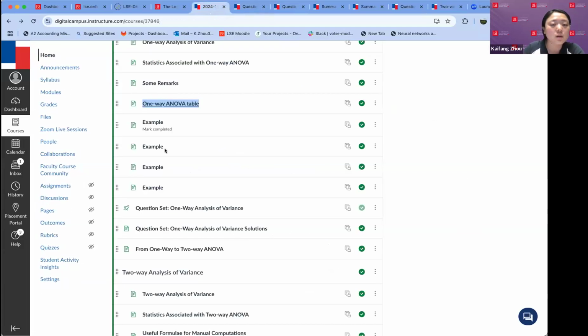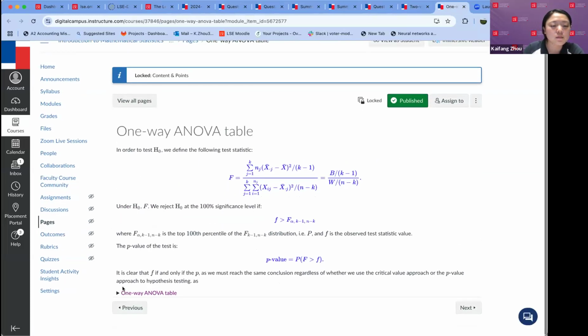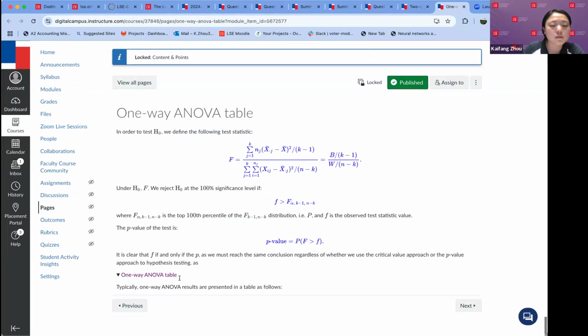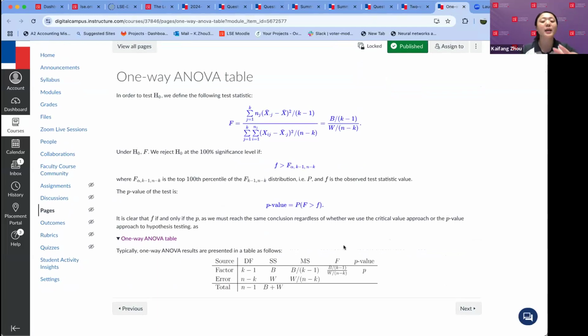For the one-way ANOVA table, it's a similar thing. This is the one-way ANOVA table. Again, you need to memorize the layout of the table. Then you need to understand the hypothesis testing behind this ANOVA table. Why do we need to construct a one-way ANOVA table? What is the p-value? We have an F statistic. Why do we need to use the F statistic? What kind of hypothesis testing are we carrying out in this case?